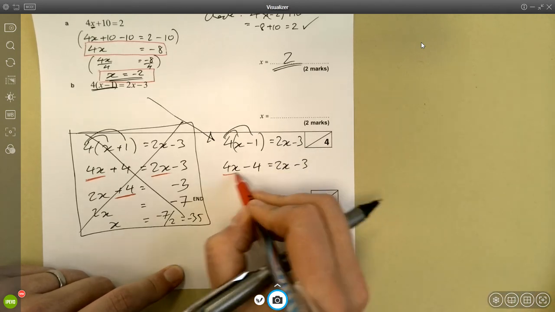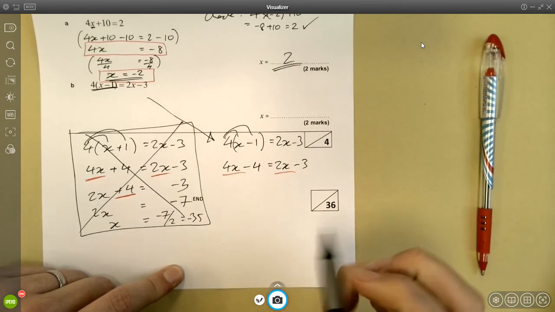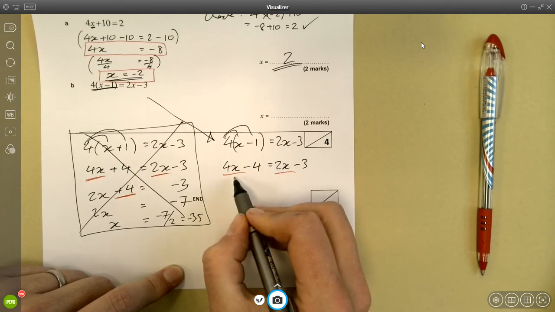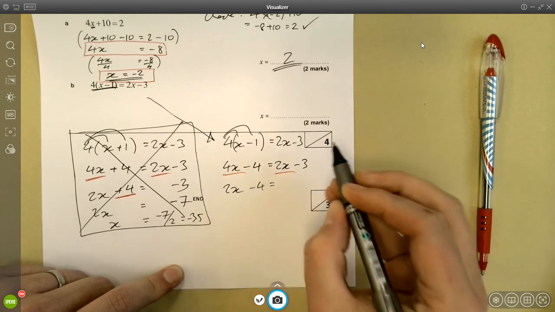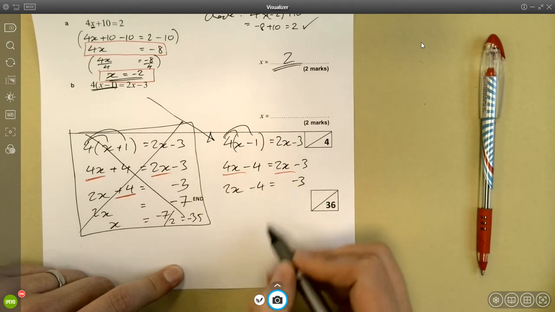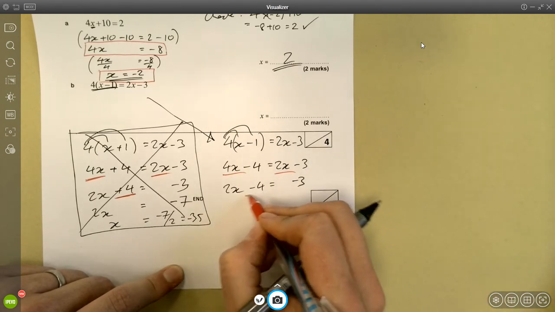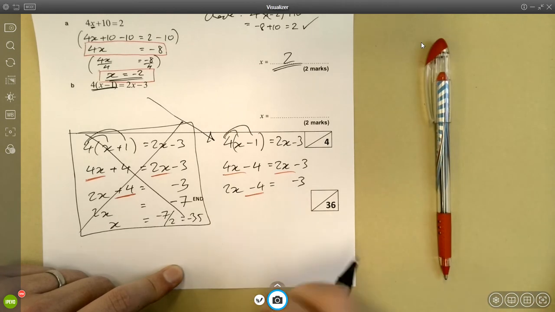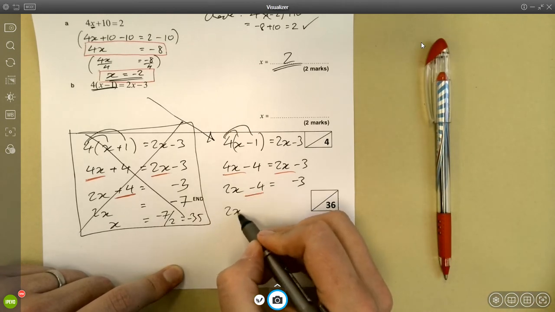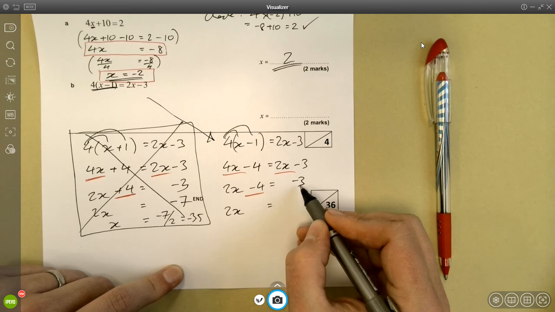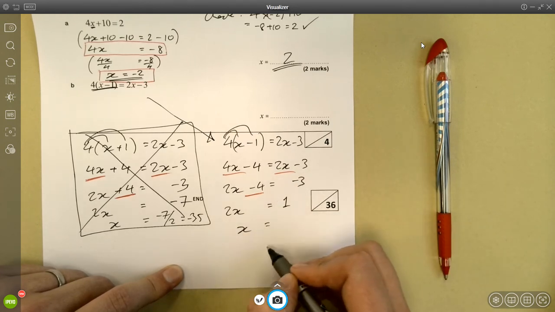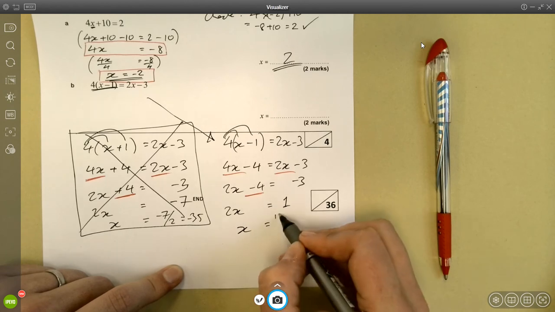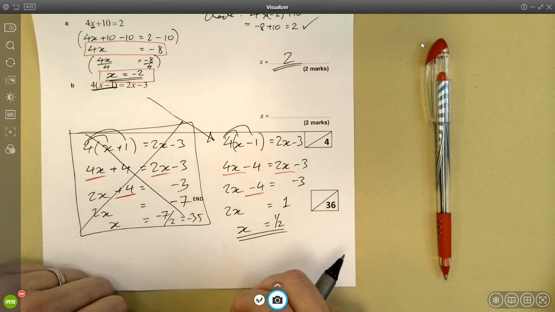So we look for the least x again. And we've got, take away 2x from both sides. So we've got 2x minus 4 is equal to negative 3. We're going to get rid of minus 4, so we're going to add 4 to both sides. So negative 3, add 4 gives you 1. And then we're going to divide both sides by 2 to get x as a half.